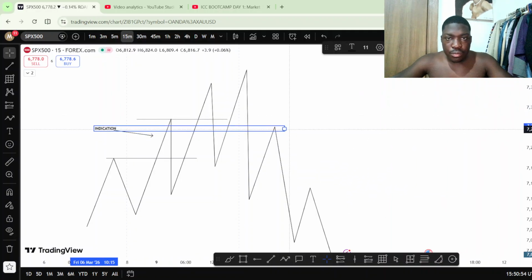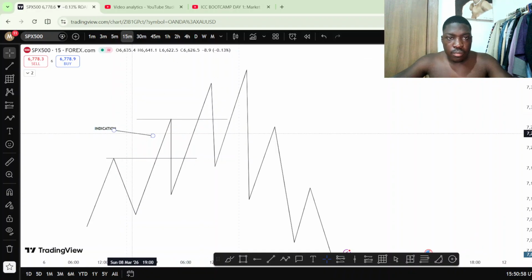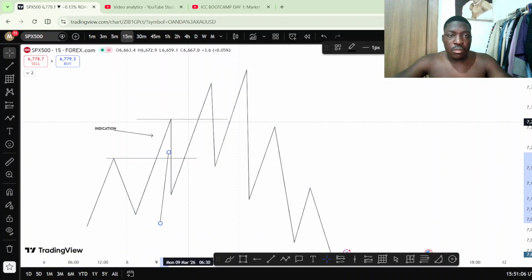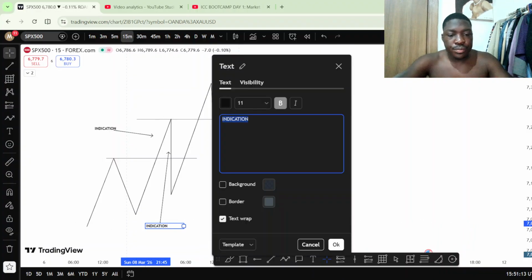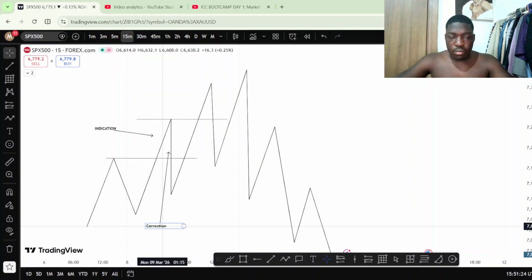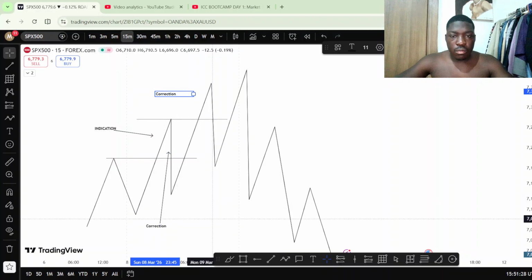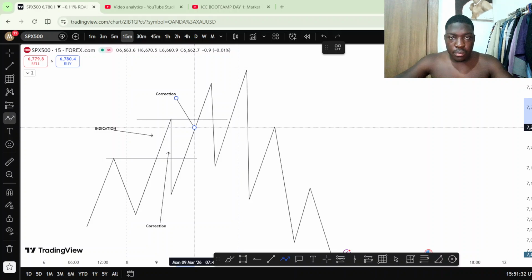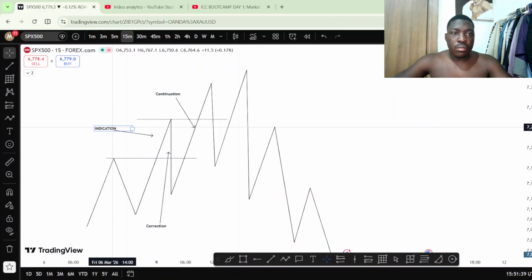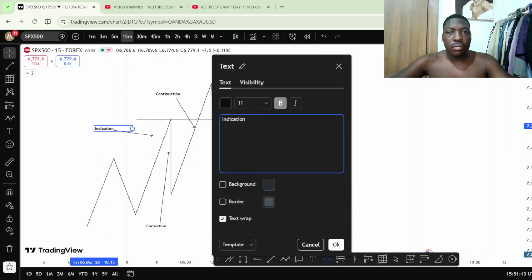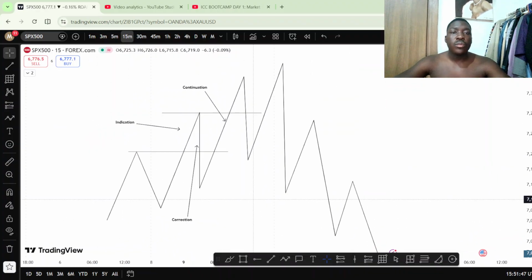The indication. This is the correction. Cool. We all can see this.